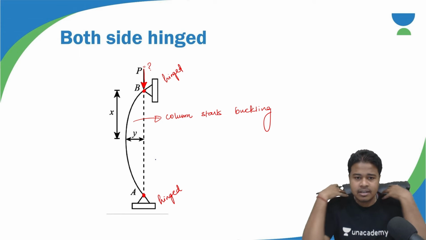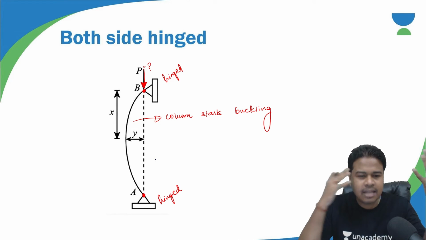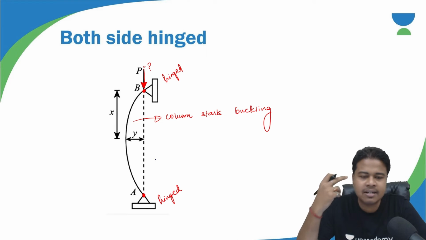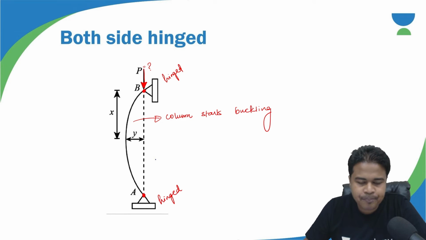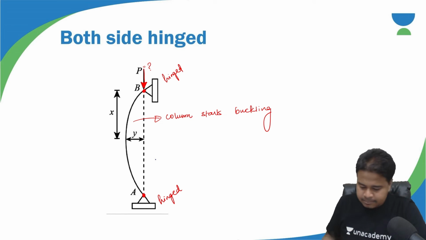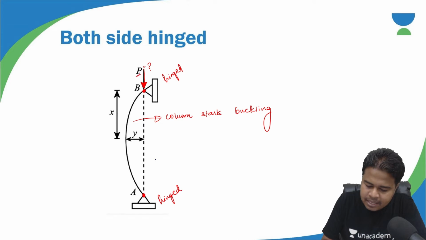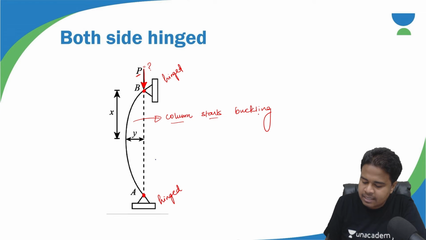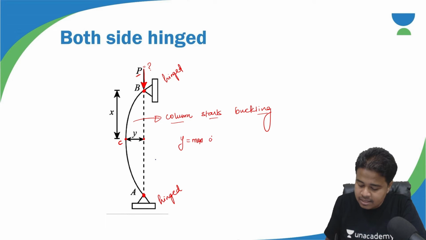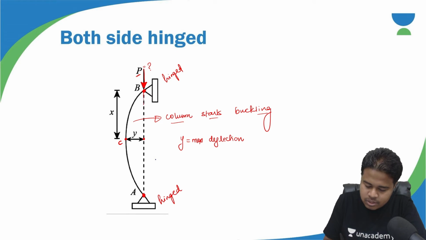So whenever the bending term is coming, then we have to take advantage of bending equations and all those things. So let's say after applying load P, which is the minimum load P, this column has just started buckling, and at this point C, it is the maximum deflection. Why is the maximum deflection with respect to this original position?